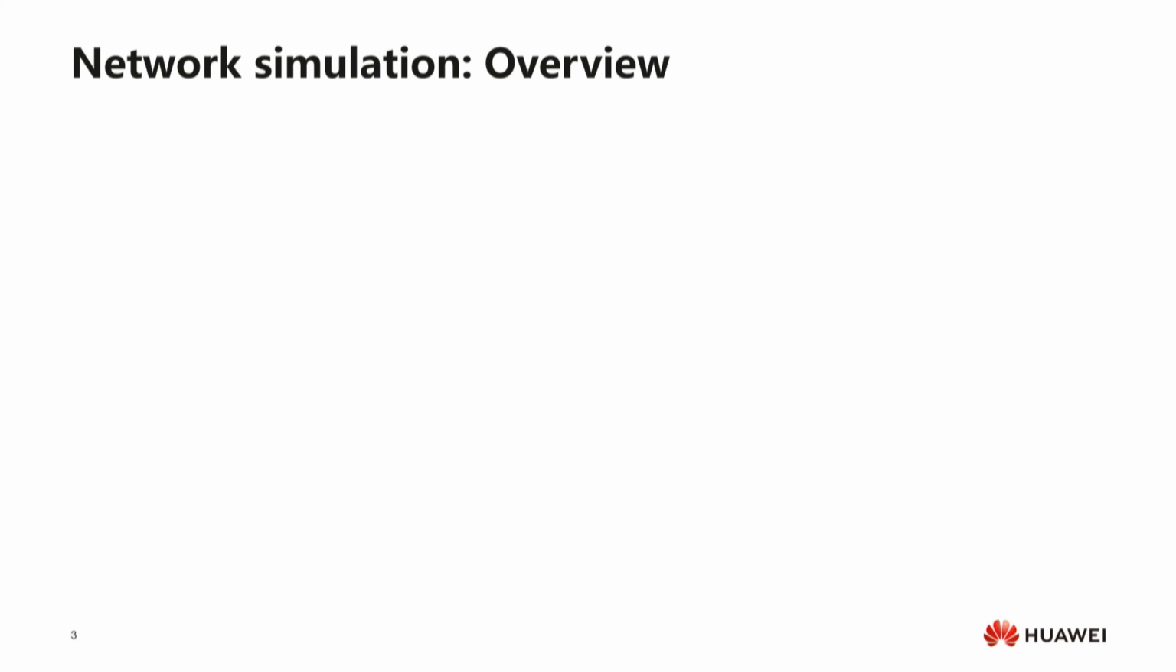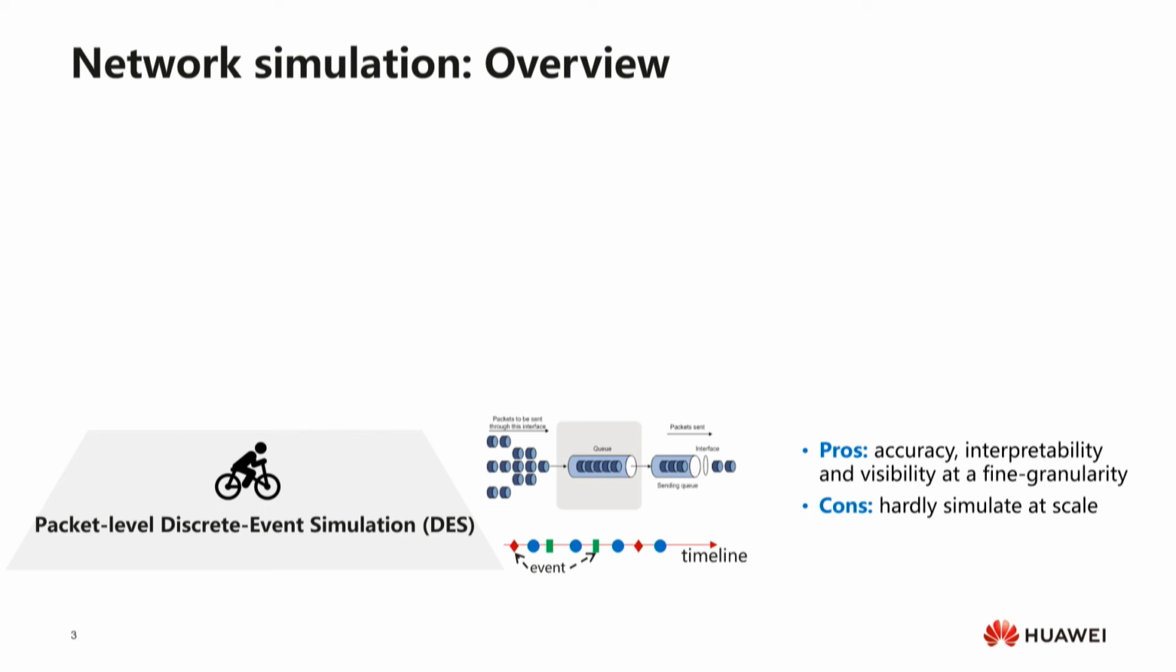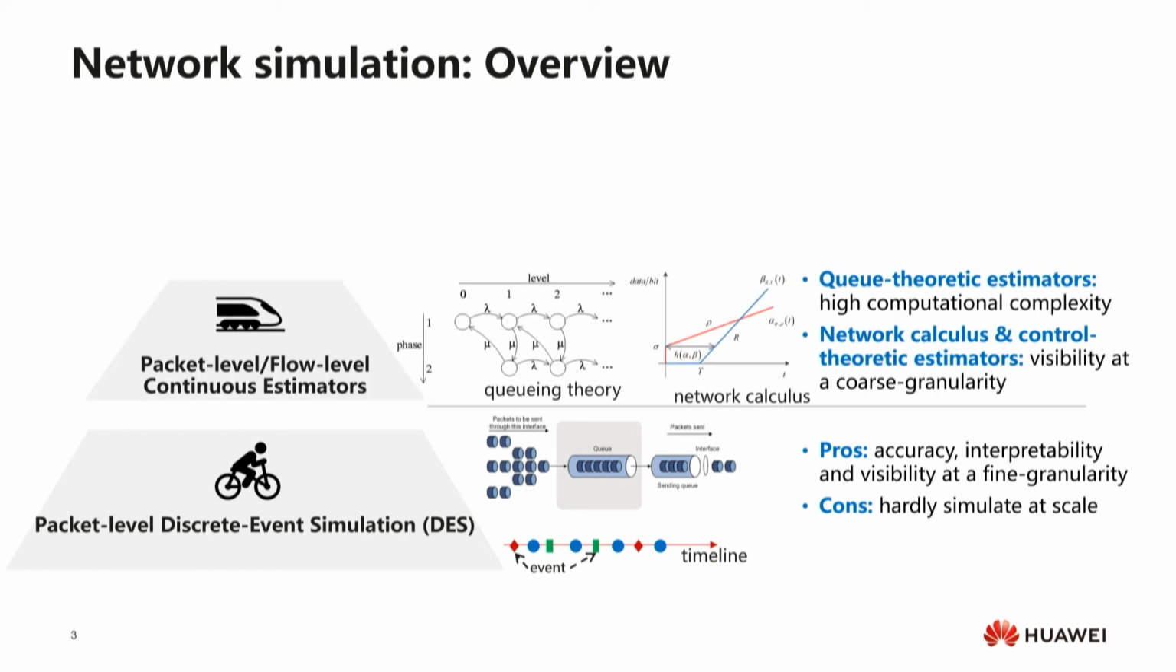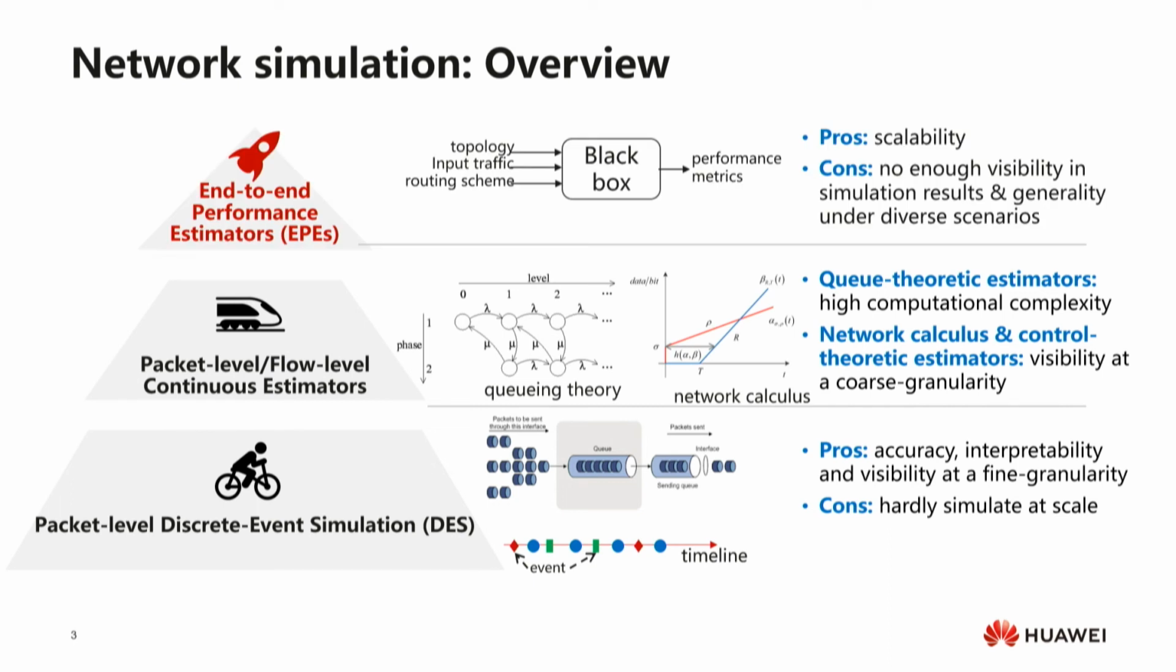We categorize them into 3 classes. The first one is discrete event simulation. It's a very fundamental and direct method. This method has pros and cons that are known to everybody. And as a more mathematical method, the packet-level and flow-level continuous estimators have been developed, including the queue-theoretic estimators, network calculus, as well as control-theoretic estimators. But they either suffer from high complexity or coarse granularity. And nowadays, deep learning-based end-to-end performance estimators have been developed. They regard the whole system as a black box. They have the advantage in scalability, but these works still struggle with visibility as well as generality under diverse scenarios.